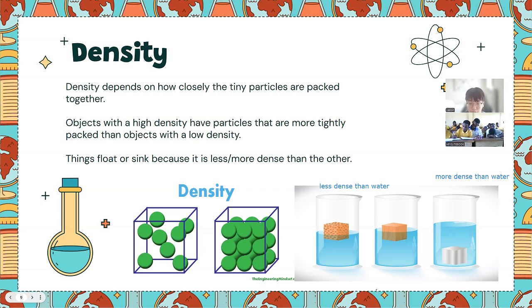Again, you can just remember floating means the object is less dense. Sinking means the object is more dense than water, but you can use other liquids as well. So that was about density.